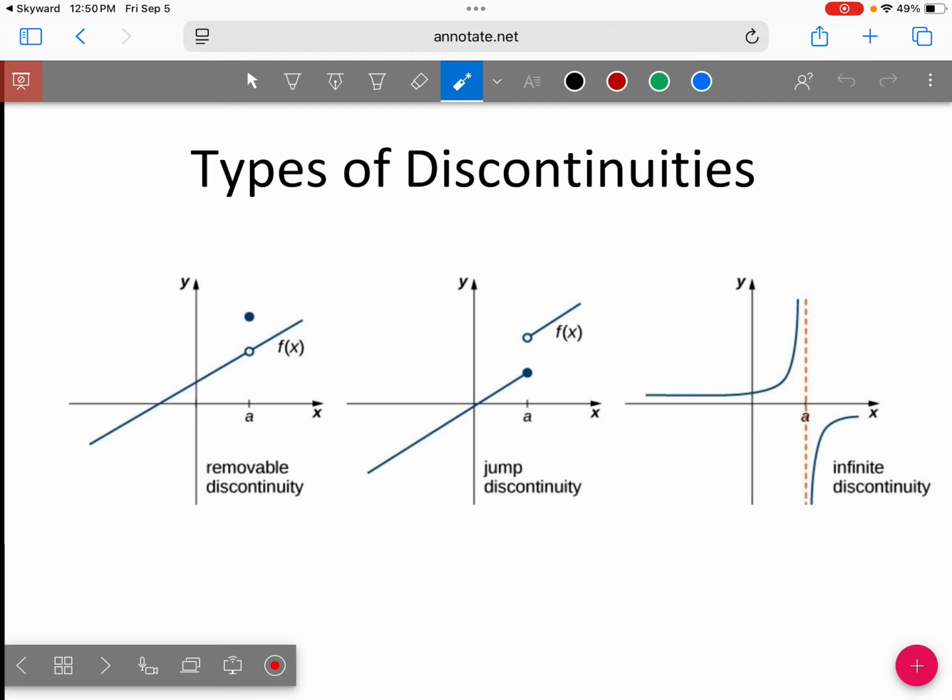The first part of 2.4 is types of discontinuities. So there are 3 different types, and we're going to talk about the 3. So go ahead and glue that down.